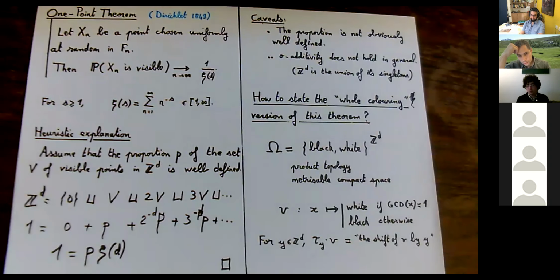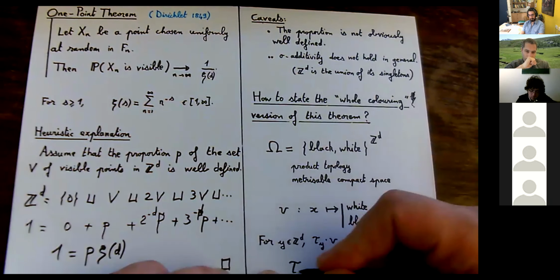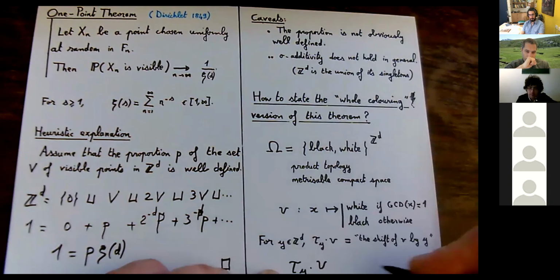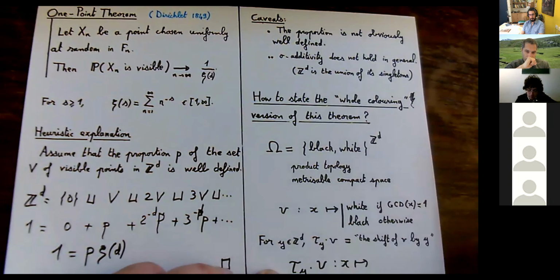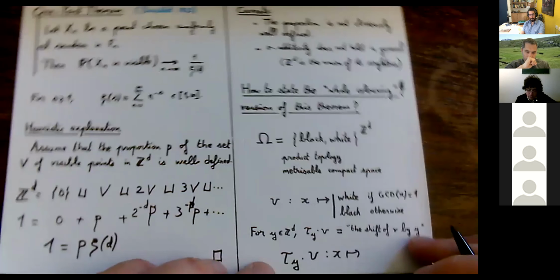And we will want to move this coloring around in order to look at it from a uniform point. So we need some shifting operator. So for y in Z^d, I denote by tau_y V the shift of the coloring V by the vector y. So if you like formulas, we can define it in this way. So tau_y V maps x to V of some guy.